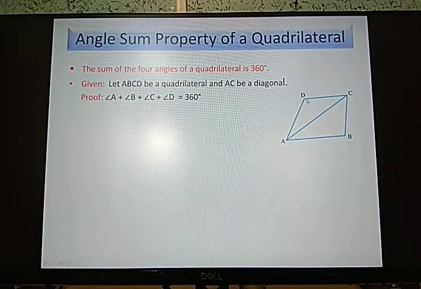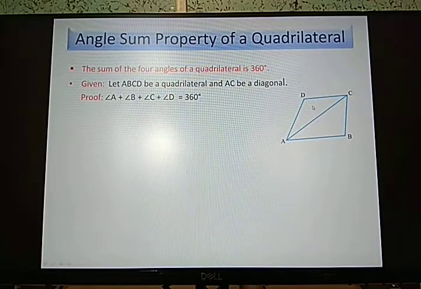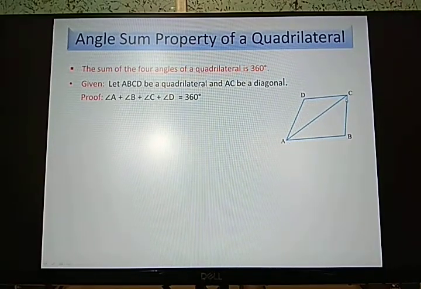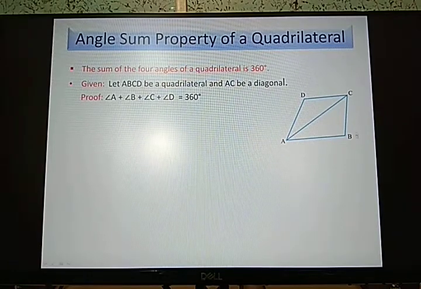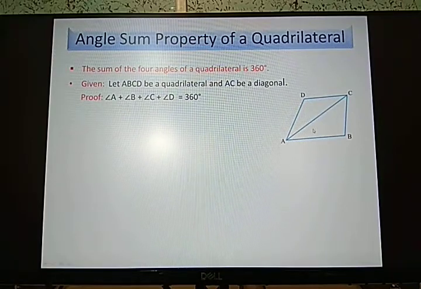Now let us find the sum of the angles of each of the triangles. In a triangle we know there are three angles, so let us find their sum. First of all, we will find the sum of the angles of triangle ADC, and then the sum of the angles of triangle ABC. And then from there, we will try to prove that the sum of all four angles of the quadrilateral is equal to 360 degrees. So let us see how to do that.